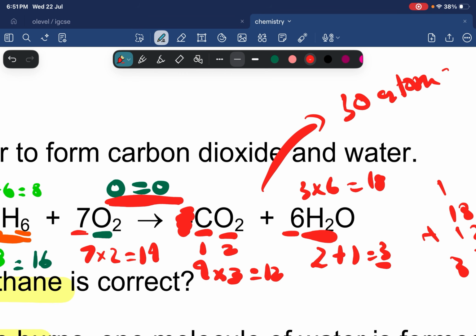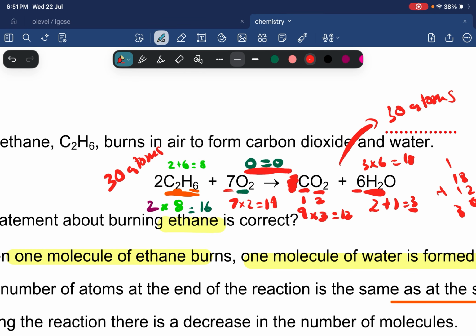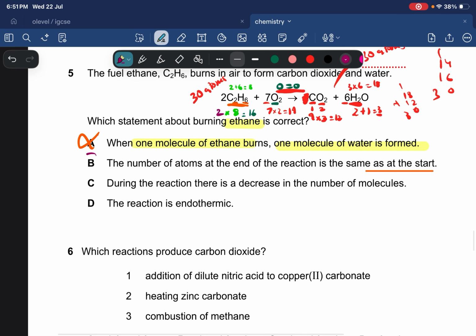We're not dealing with molecules, remember. I'm counting the number of atoms in 1 molecule, and then I multiply it with the number of molecules I have. So 30 atoms at the start, 30 atoms at the end. Well, that makes my option B the correct answer.